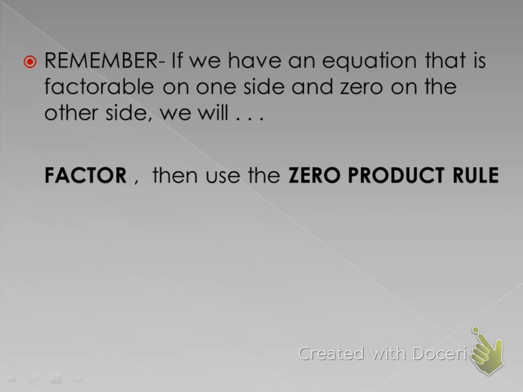Here's that slide you've seen. This is probably the fourth time you've seen it. The problems that we're looking at today will be equations that are factorable on one side and equal to 0. So that's when you can use all these rules we're learning, if one side is factorable and the other side is set equal to 0. First we're going to factor using the multiple methods we've learned. Then we're going to use the zero product rule.